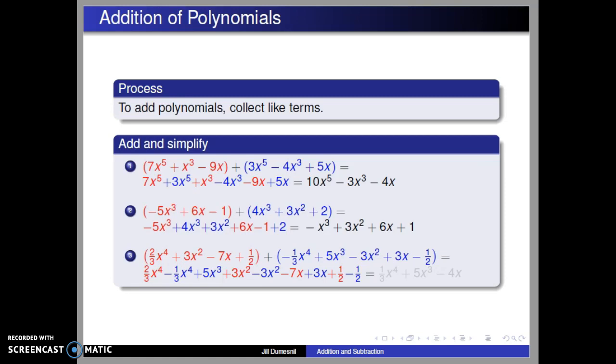It also appears that some of our coefficients will add to 0. So we get 1/3 x to the 4th plus 5/3 x cubed minus 4x. We usually omit writing the terms with coefficient 0, so we leave out 0x squareds and 0 for the constant.